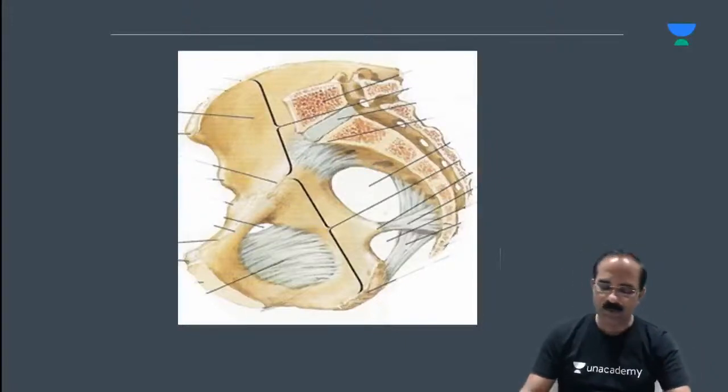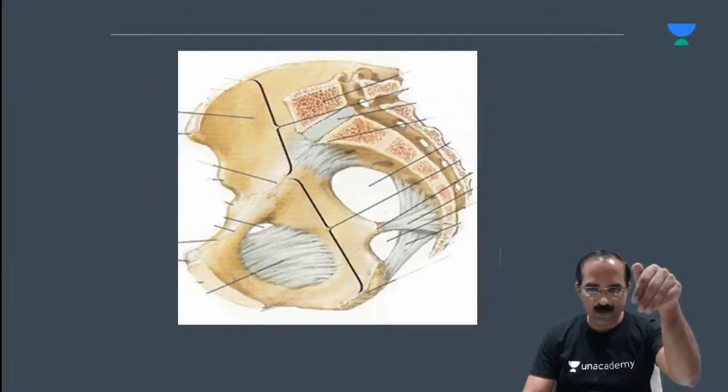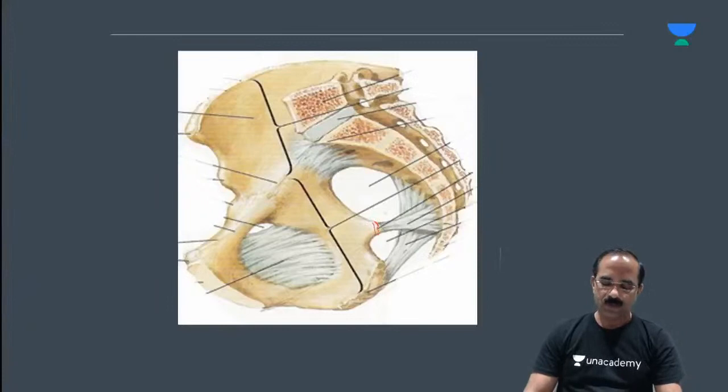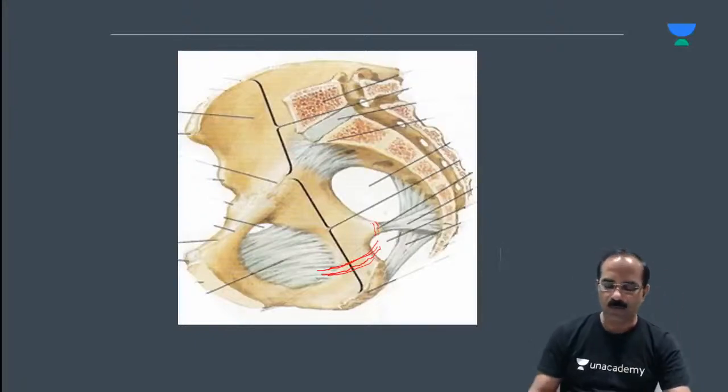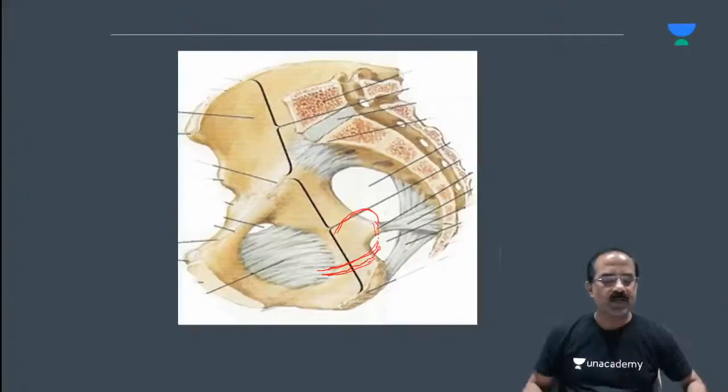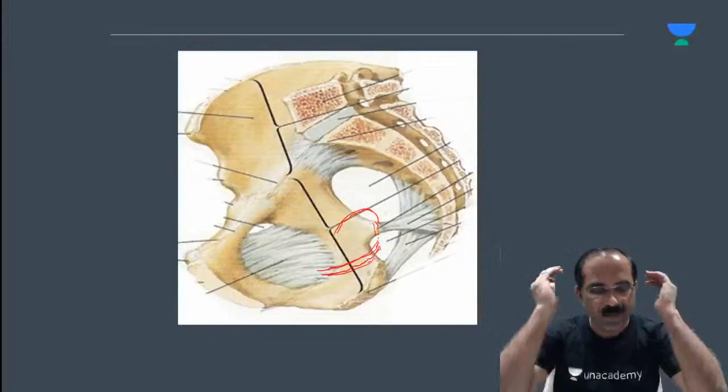Or the third option is, the structure will turn around. It will go out like this, turn around the ischial spine, and enter this lesser sciatic foramen. Where does the structure go now? Into the perineum. The structure gets out from the greater sciatic foramen, turns around the ischial spine, and comes into the lesser sciatic foramen. It is now inside the perineum.